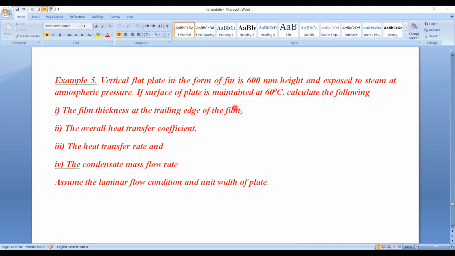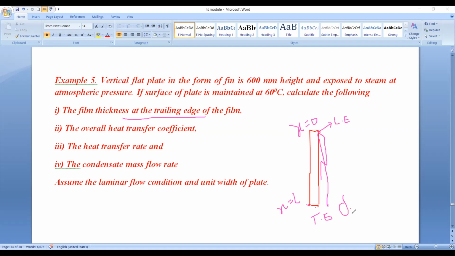What do you mean by the trailing edge? This is our fin, the side view of the fin, which has some thickness. This is a film. When this fin is exposed to saturated steam, a thin layer of film, the liquid condensate, is formed. What he is asking is the film thickness at the trailing edge, the last bottom edge. Remember students, the starting edge is called the leading edge, and the bottom edge is called the trailing edge. Here x equals 0, and at the bottom x equals L. At this bottom you have to calculate the thickness of the film, that is, at x equals L.